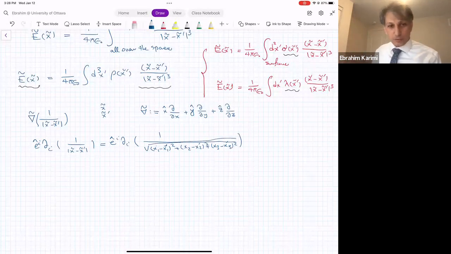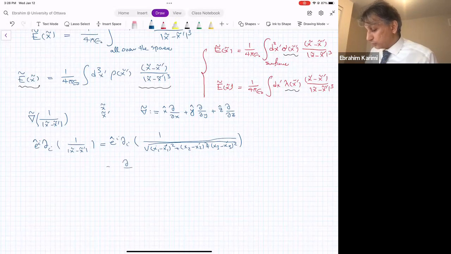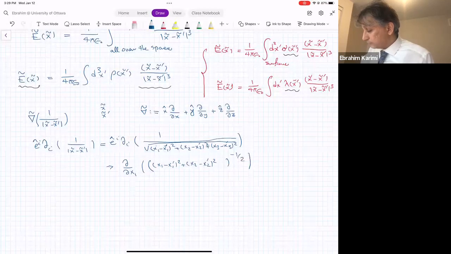Is the derivative with respect to one of these elements. So essentially, let's go with the first one, which is the derivative with respect to x1 of these, and then we have the derivative with respect to x2 and etc. So let's do that. The derivative with respect to x1 of (x1 minus x1 prime)^2 plus (x2 minus x2 prime)^2, and the entire thing to the power of minus 1/2, plus the other terms.